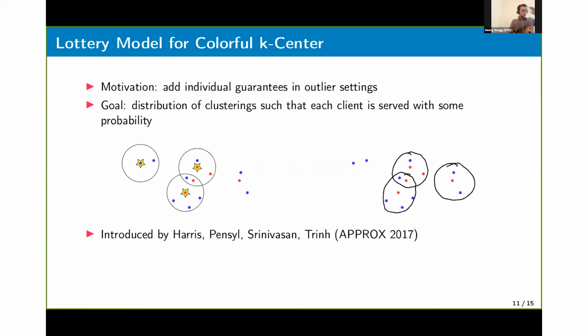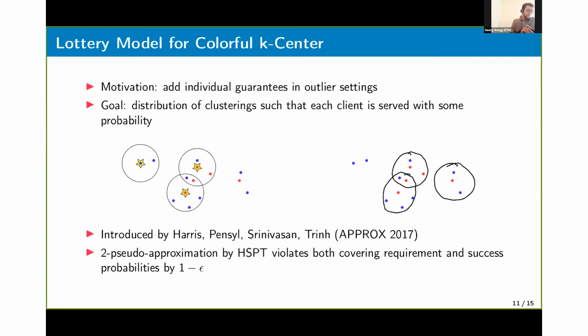This problem was introduced by Harris, Spencer, Srinivasan, and Tsai in 2017. And they gave a 2 pseudo approximation for this problem, where the 2 is relative to the radius. All approximations are relative to the radius. And that violates both the covering requirement, so the number of points that you want to cover, and also the success probabilities by a 1 minus epsilon factor.